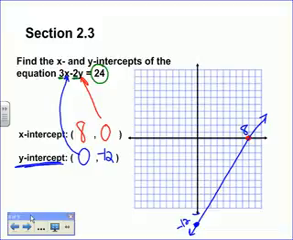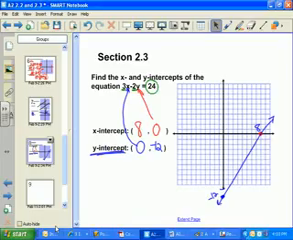Okay, so if you figured those things out in your group, you're doing an excellent job. You can now start working on your book work for sections 2.2 and 2.3.